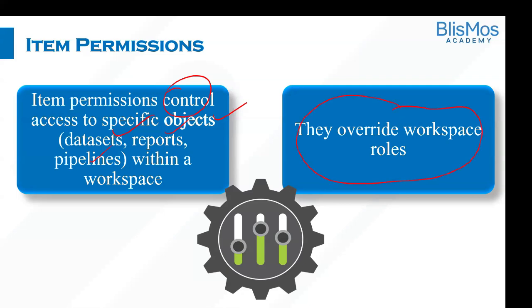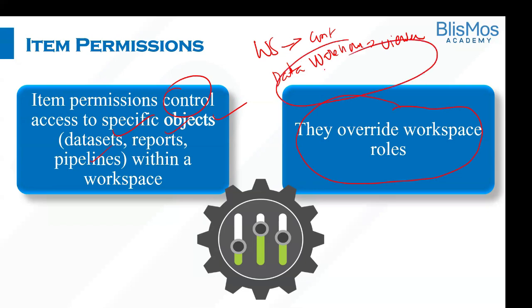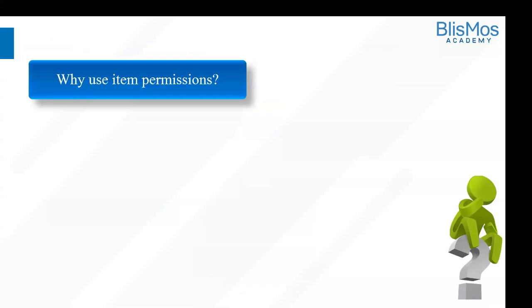You're getting it, right? So even though you would have given some permission at the workspace level, when you come to the item, if we give a certain role, that will be the final one. Let us say at a workspace level, you would have given contributor. And at a data warehouse level, if you just give viewer, then this will override that. Simple, right? Why do we need to use item permissions? What is the reason? We already have permissions at the workspace level, right? Why do we need to use the item permissions?